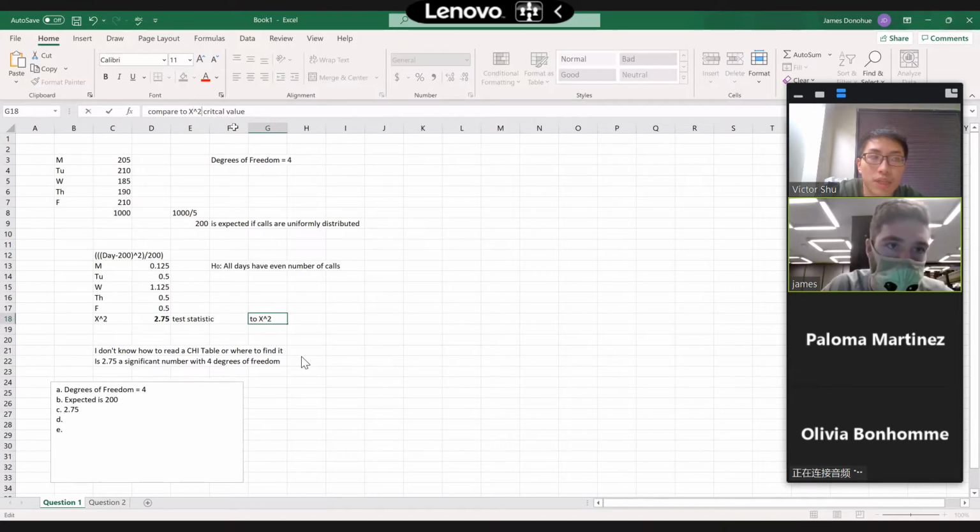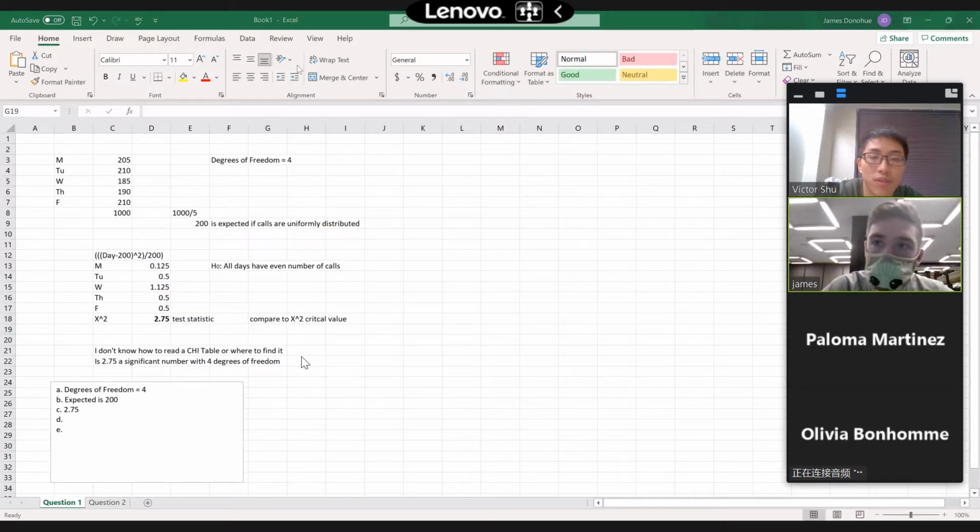What you need in the table is just degrees of freedom and your alpha. So you have two parameters, your degrees of freedom and your alpha, and then you can find the chi critical value. I don't think they gave the alpha in this one, so I just used 0.05 like usual. If the problem doesn't say what alpha to use, you just use 5%, 0.05.